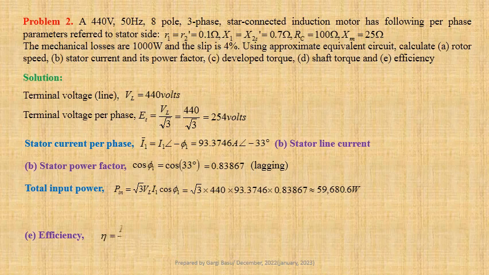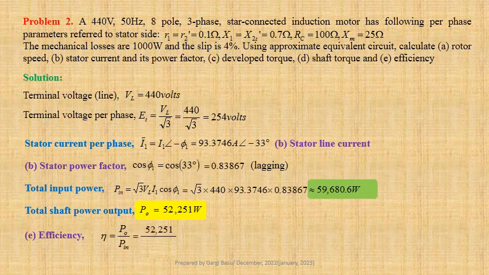Now we shall calculate overall efficiency of the motor. Eta equals PO divided by Pin. We have obtained total shaft power output PO equals 52,251 watts. Therefore, eta equals 52,251 divided by 59,680.6. That gives us 0.8755 per unit or 87.55%.